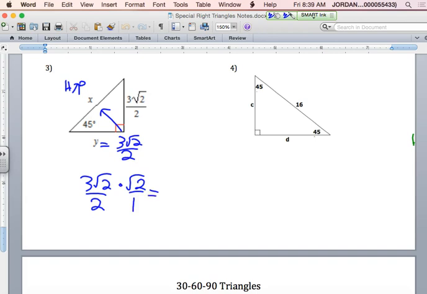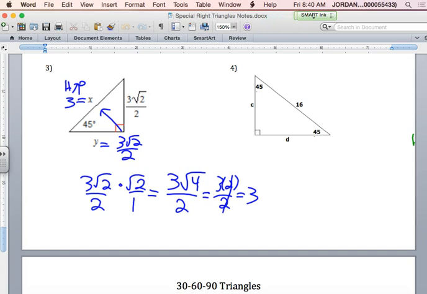So on the top now I have 3 times square root of 2 times the square root of 2. You multiply the numbers on the inside of the square root. 2 times 2 is 4. And on the bottom you have 2 times 1. Well, what is the square root of 4? We know that's 2. So on the top you really have 3 times 2 over 2. And then the 2s cancel out, so you're just left with 3. Or you can think 3 times 2 is 6, and 6 divided by 2 is 3. So your hypotenuse on this one is 3.